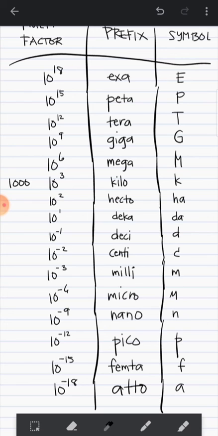And just for a recap, 10 to the 18 is exa, 15 peta, tera, giga, mega, kilo, hecto, deca, deci, centi, milli, micro, nano, pico, femto, and atto. It takes practice to memorize all of this, but trust me, you can do it.